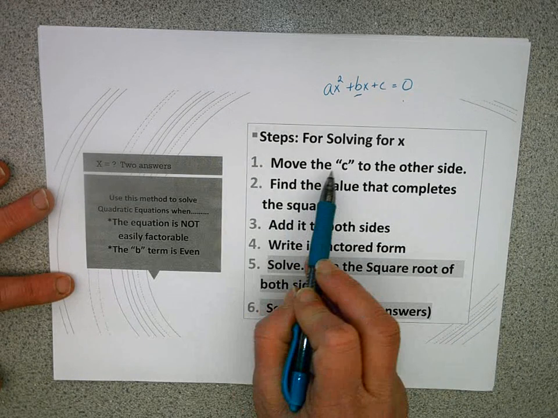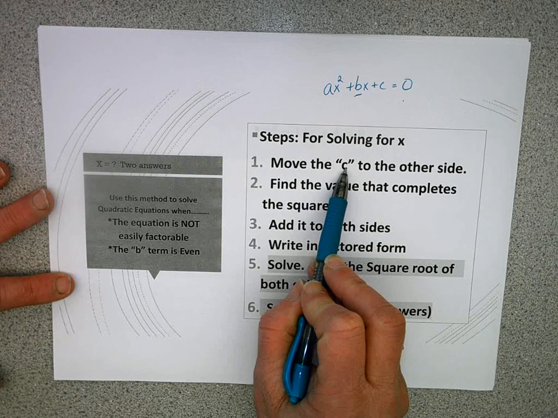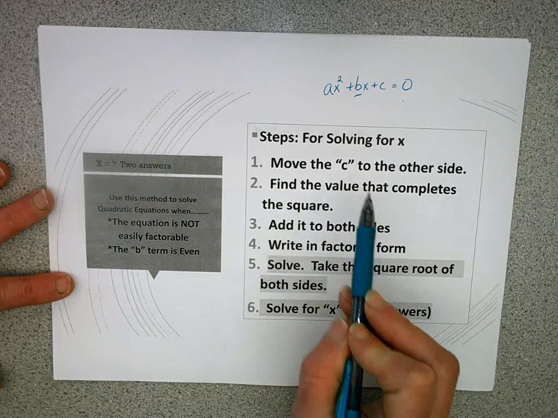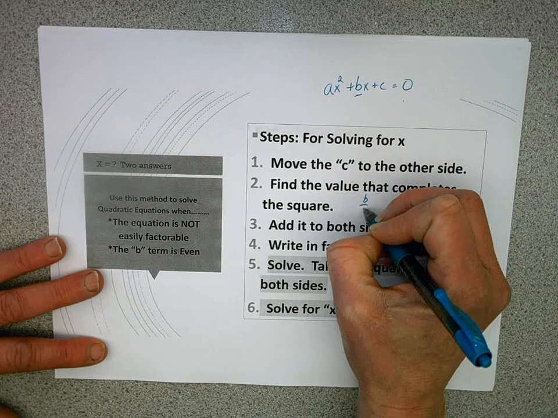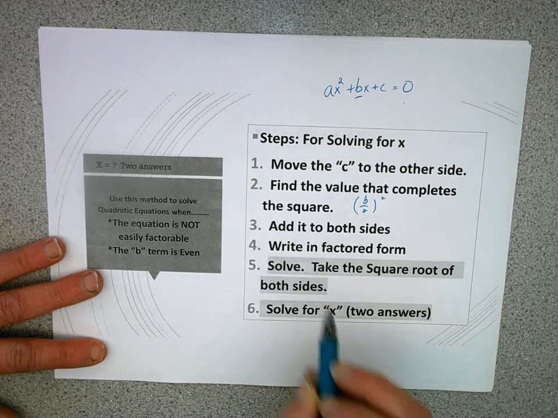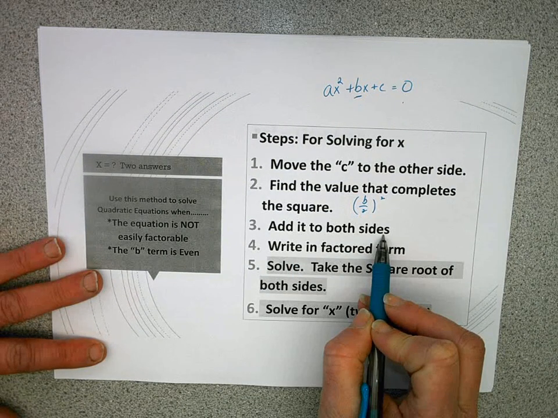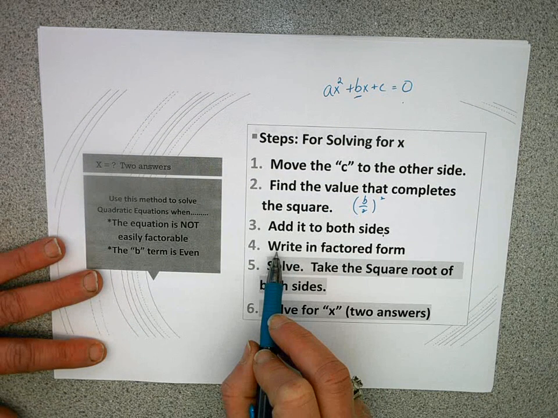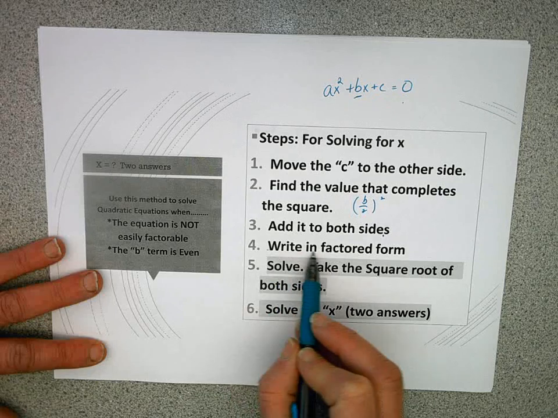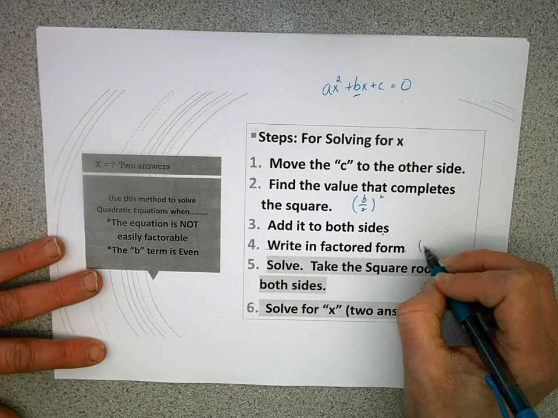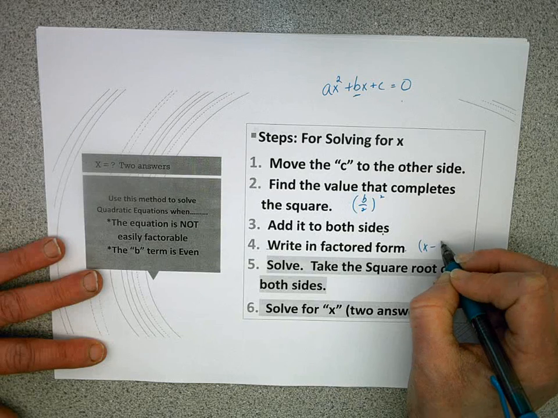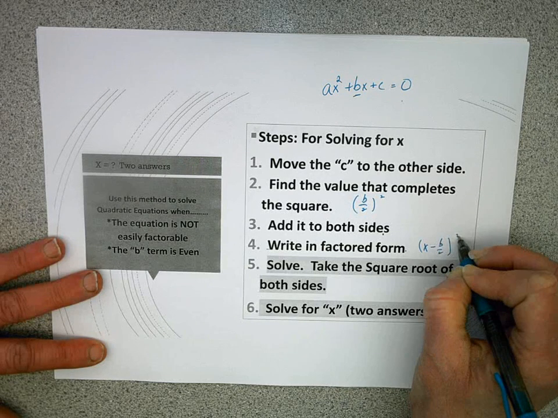So here's the first thing. We're going to move c to the other side, which we did last time. We're going to find the value that completes the square. Remember that's b divided by 2 squared. And whatever we do to one side, we're going to do to the other side. We're going to write it in factored form. So that's going to be with the x either minus or plus b over 2 squared.